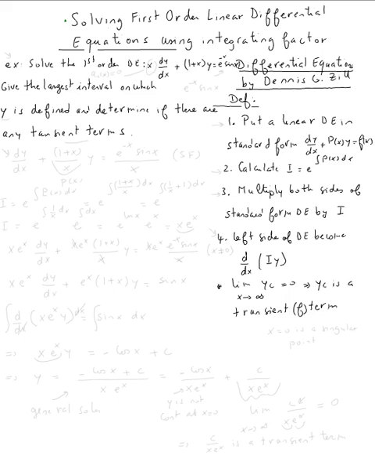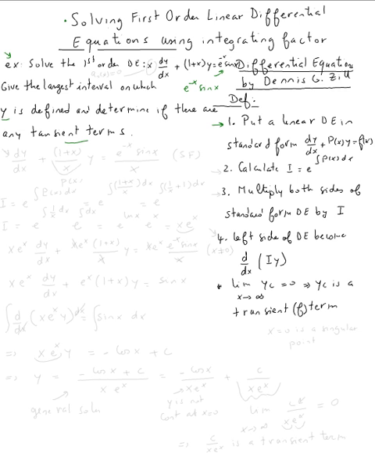The topic is solving first order linear differential equations using an integrating factor. So let's do this example. Solve the first order differential equation x dy/dx plus (1 plus x) times y is equal to e to the negative x times sine x. Then give the largest interval in which y is defined, and then find if there are any transient terms.